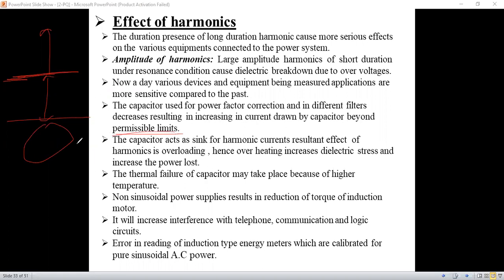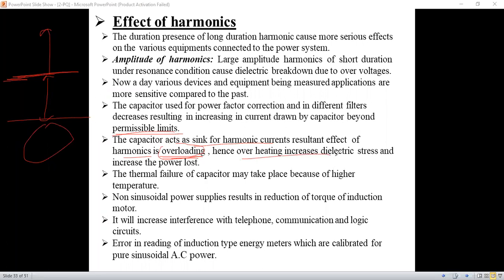Next, the capacitor acts as a sink for harmonic currents. It is going to collect and draw the current. The resultant effect of the harmonics is overloading. If overloading occurs, then what will happen? Because of the overloading, the heat will increase. That is overheating.